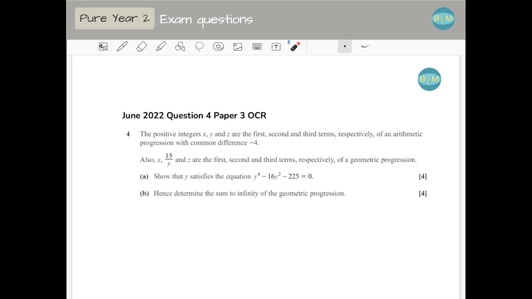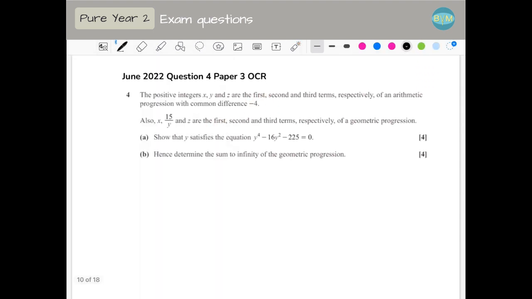Hello, this is a question from June 2022, paper 3 from OCR. The positive integers x, y, and z are the first, second, and third terms of an arithmetic progression with common difference -4. So I have x, y, and z, and it's an arithmetic sequence or progression. Also x, 15 over y, and z are the first, second, and third terms of a geometric progression. So I'm multiplying by the same number.